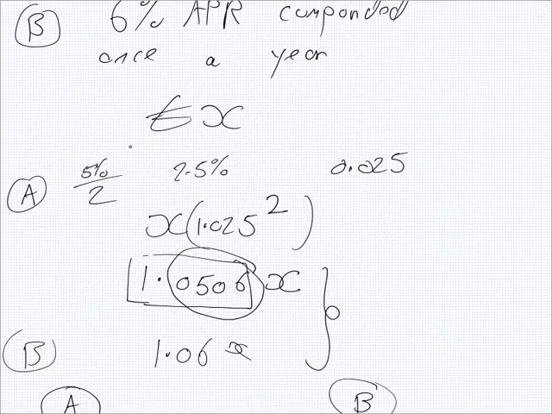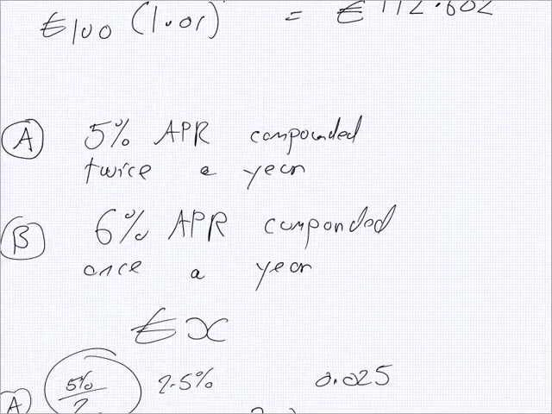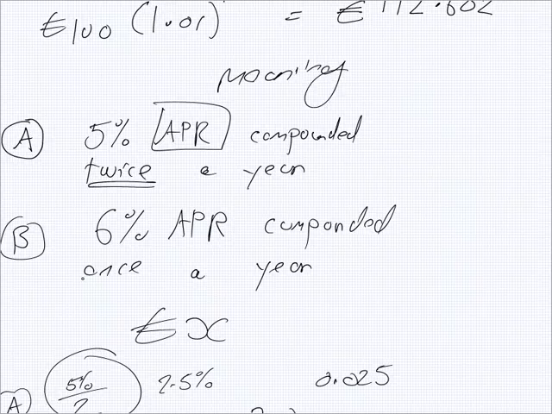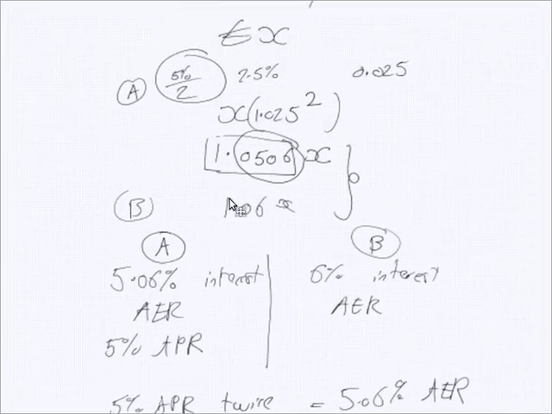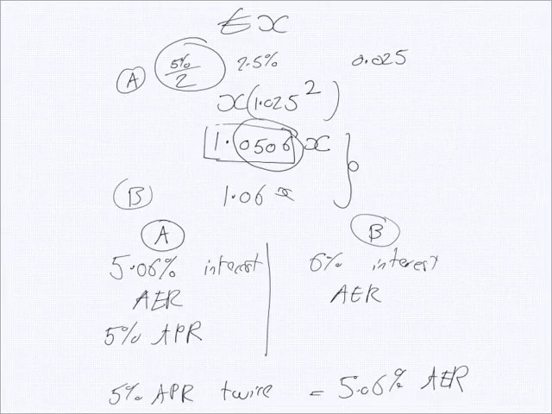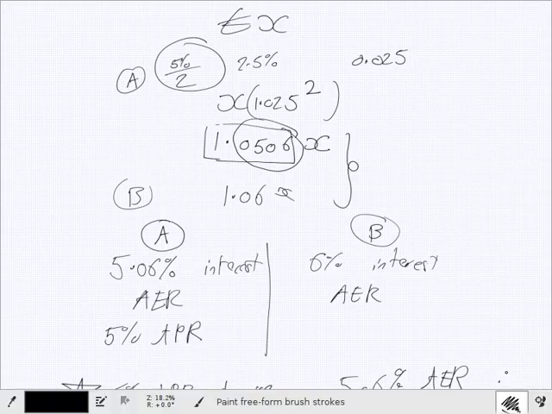5% by 2 here? Yeah, because it says it's twice a year. And that's the meaning of APR. When you say APR twice a year, it means you are saying 5% divided by 2, twice a year. That's the meaning of it. So I'm saying that 5% APR twice a year is the same as 5.06% once a year. It's the same thing.